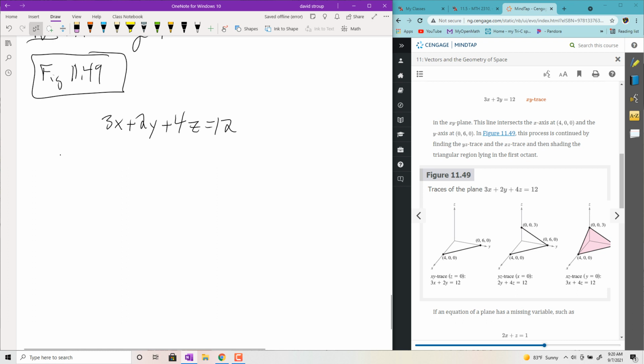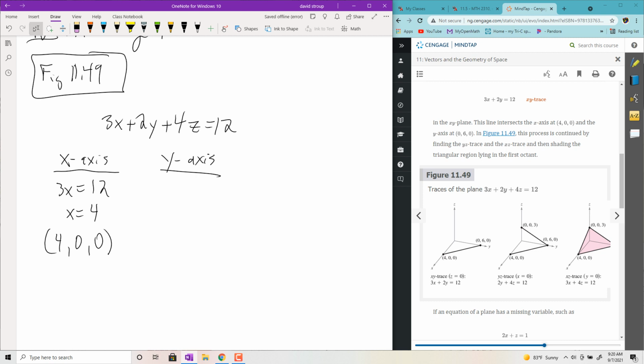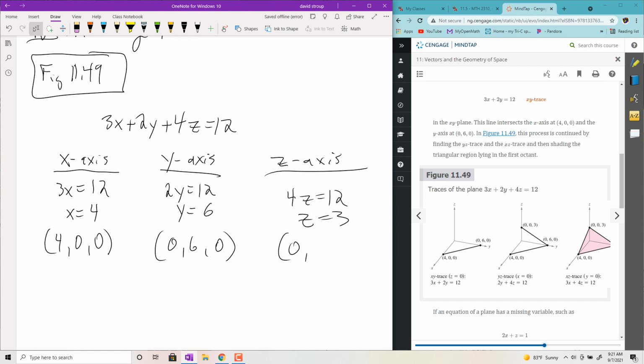So on the x-axis, you can let y and z be 0. You get 3x equals 12, so x would equal 4. That basically means you have the coordinate 4, 0, 0. On the y-axis, if you let x and z equal 0, you get 2y equals 12. And so you have the resulting point 0, 6, 0. And then on the z-axis, if you let x and y be 0, you get 4z is 12, so z is 3, and then you have 0, 0, 3.